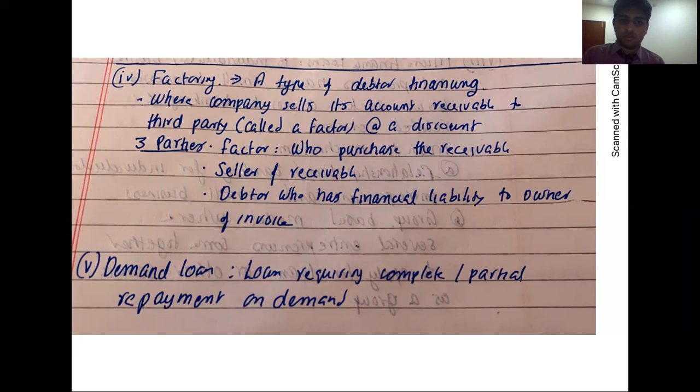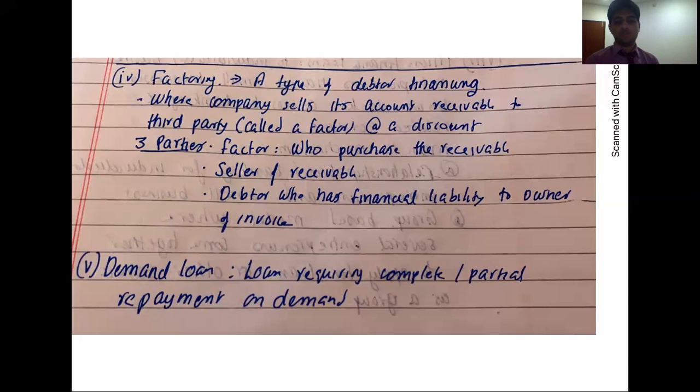So there are three parties involved in factoring. Factor, a person who purchases receivables, means a company who purchases receivables. This is known as factor. Seller of receivable. Here in this situation, I am the seller. I sell the receivables. I sell the debtors to this factoring company. And the external debtors who have the financial ability to pay. This person should pay earlier to me. Now they need to pay to the factoring company. So this factoring is nothing but sale of receivables to a factoring company.